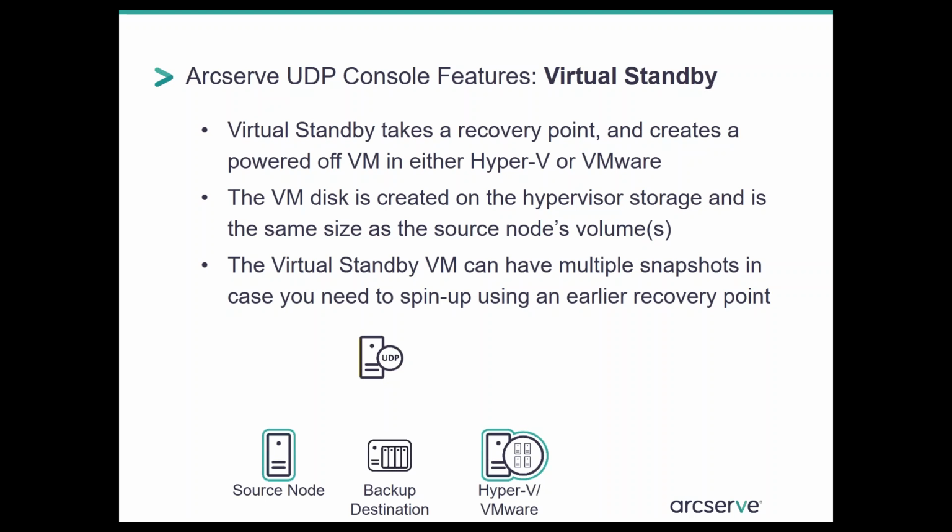That said, the virtual standby VM can have multiple snapshots. When you do your first conversion, that will be a full VM disk. Afterwards, as you do incrementals, those incrementals can be applied as snapshots to the original VM disk. You can have up to 24 or 29 snapshots depending on whether you're using Hyper-V or VMware. This is useful in situations where, for example, you might be hit by a crypto lock and you're not aware of it until a few days after the event. You can then spin up the VM using an earlier snapshot.